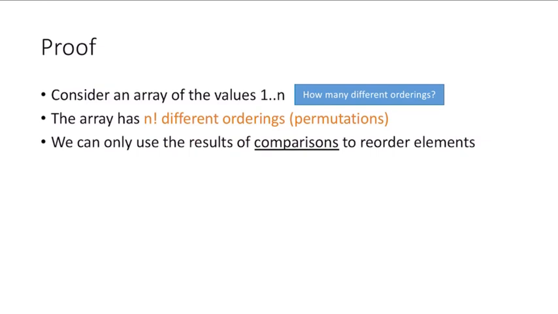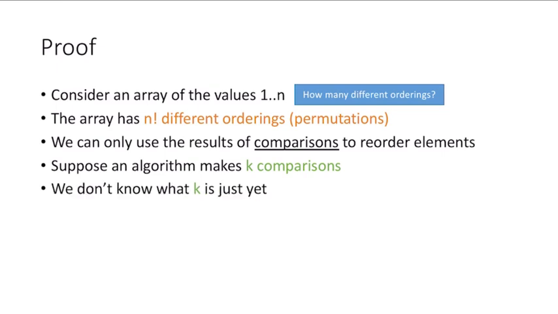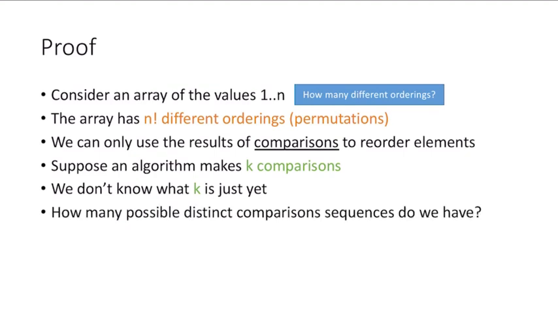Let me remind you, we can only use the result of comparisons to reorder elements. This is comparison-based sorting, like merge sort, quick sort, insertion sort. Let's assume that our algorithm makes exactly k comparisons. I'm not going to figure out what k is just yet, so we'll just say we don't know what k is, but k is going to be our parameter for saying how many comparisons we have. How many distinct comparison sequences do we have if we have k comparisons?